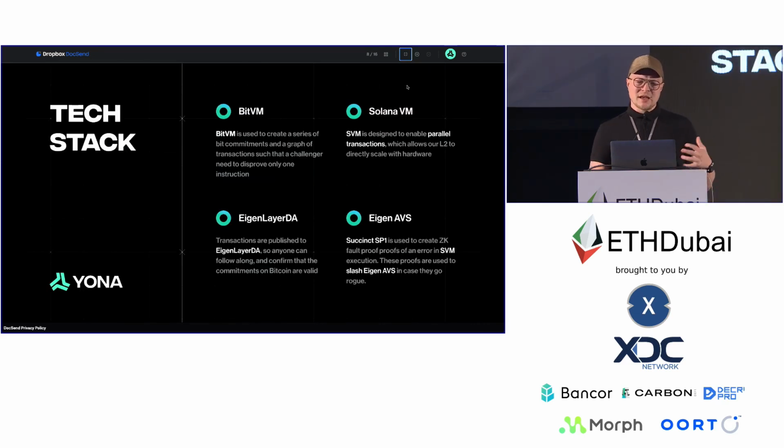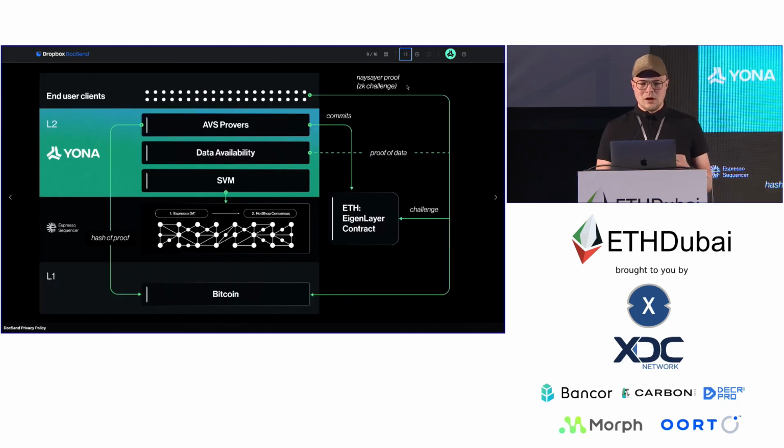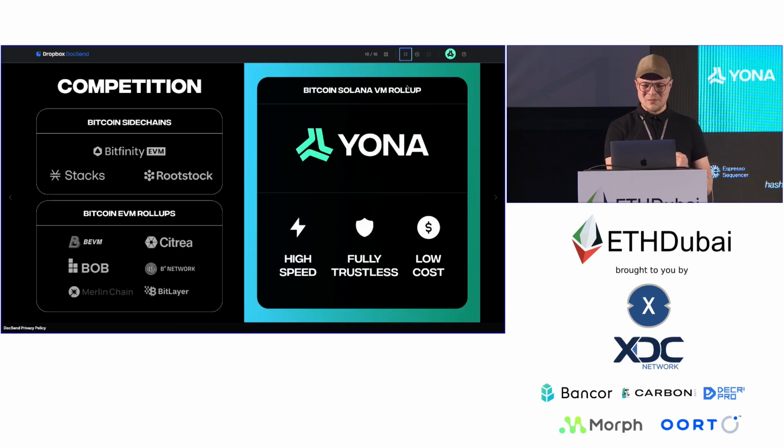So as for tech stack, as I mentioned, Solana and Solana Virtual Machine, EigenLayer AVS, and EigenDA with BitVM. Currently BitVM is a work in progress by the Bitcoin community. So once it becomes a thing, we'll definitely be among the first to implement it too. But so far we are using EigenLayer security to compensate for the absence of a working BitVM. So this is our architecture. I won't go deep into it.